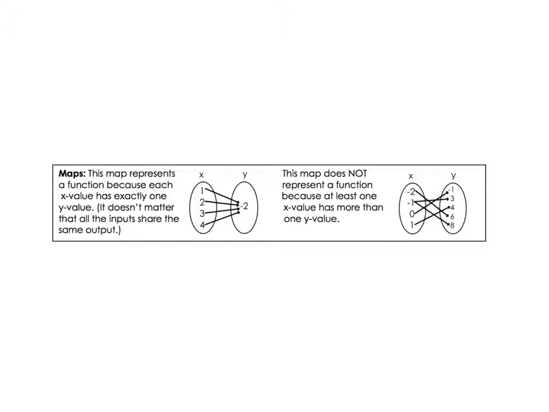So here's what it would look like on a map. This one on the left is a function because every x value only has one y value. It doesn't matter that they all share the same y value. The one over here is not a function because the x value of -1 has two different y values, so it goes to the 3 and the 8, so it's not a function.